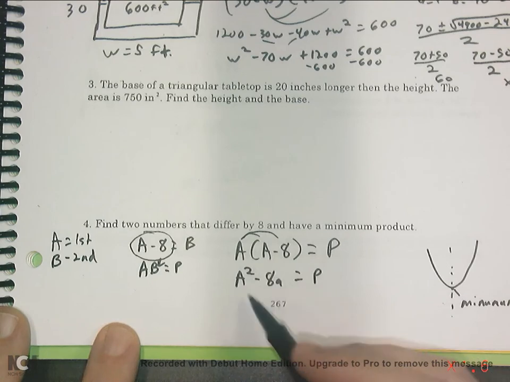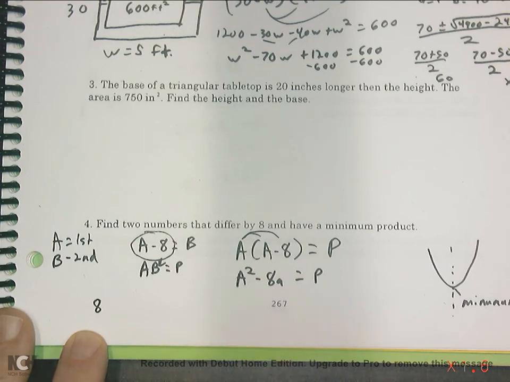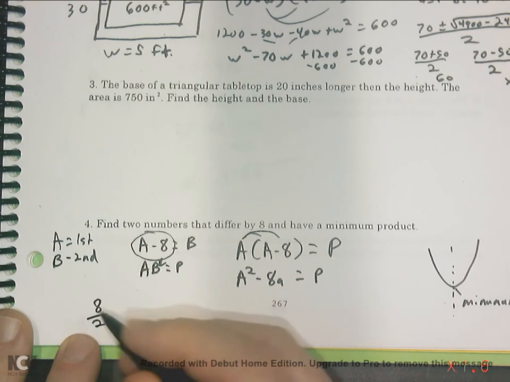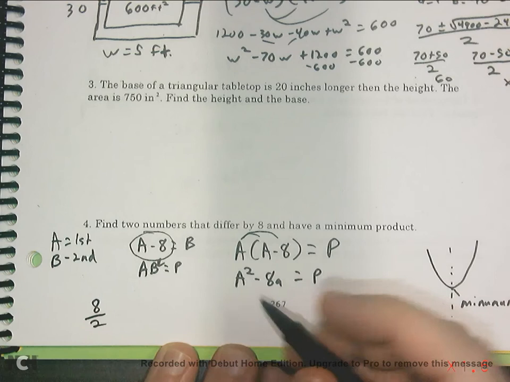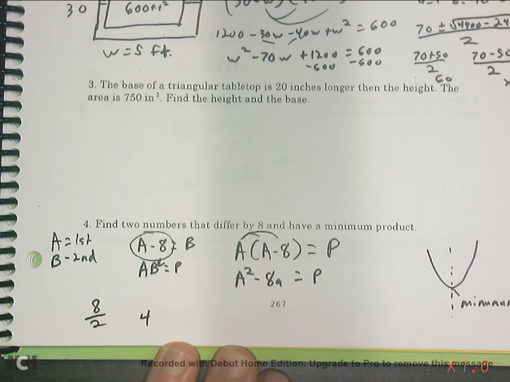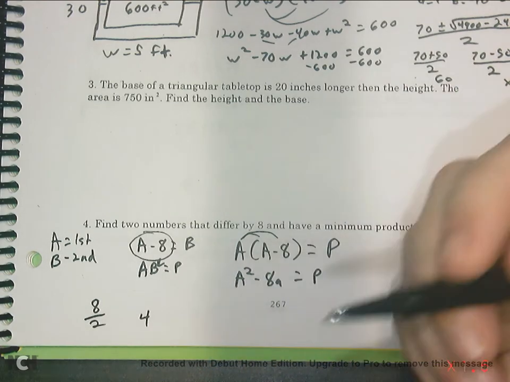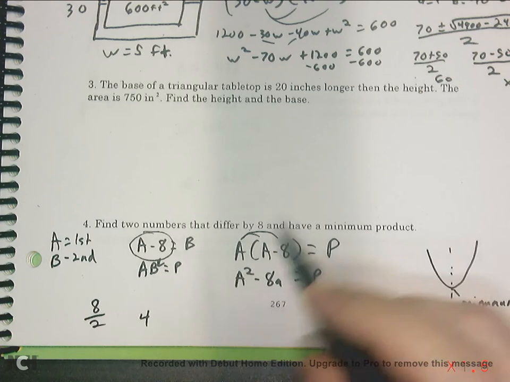So the negative 8 would be the B, so it would be positive 8, and A is just 1, over 2 times A, which is just 2. So 8 divided by 2 is 4. So I am going to get 4 for one of these numbers. Now, next thing I'm going to do is I'm going to take this, plug it back in for A into this equation right here, and it's going to give me the other number.